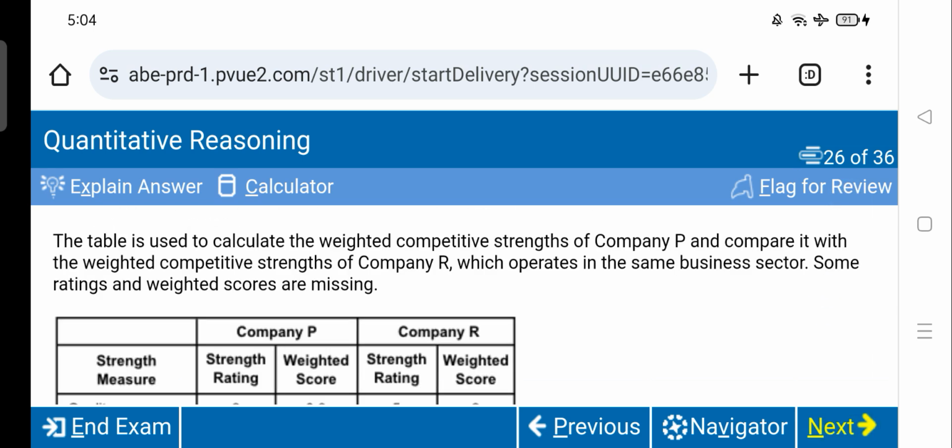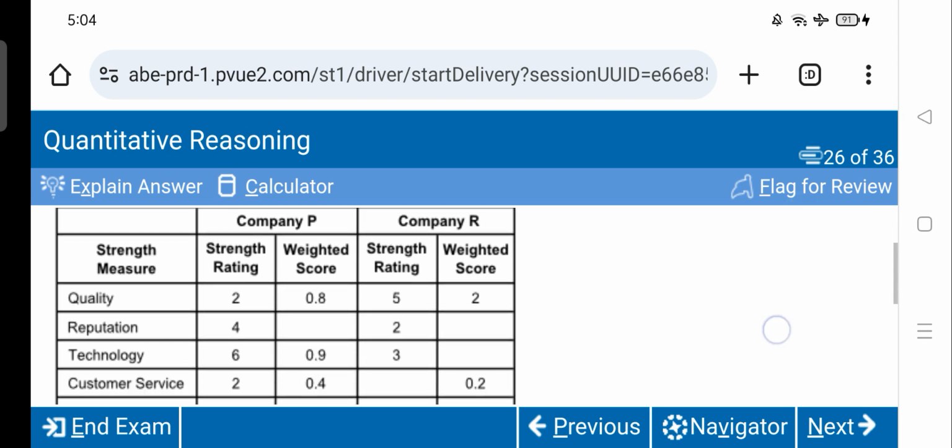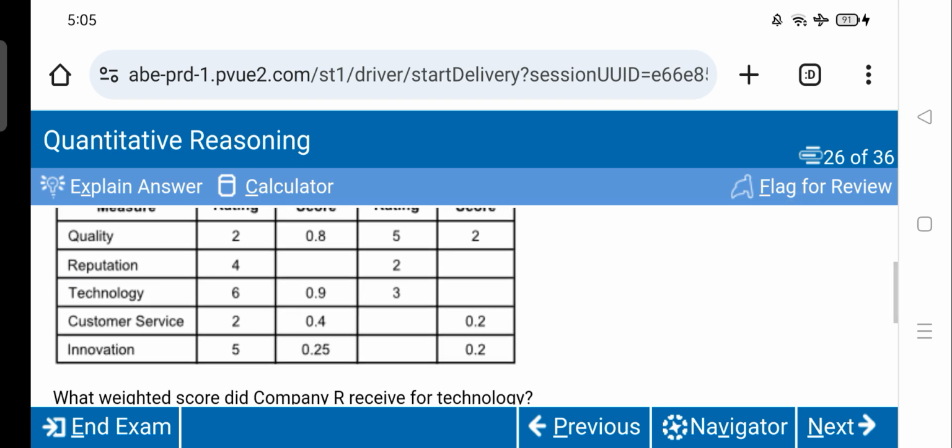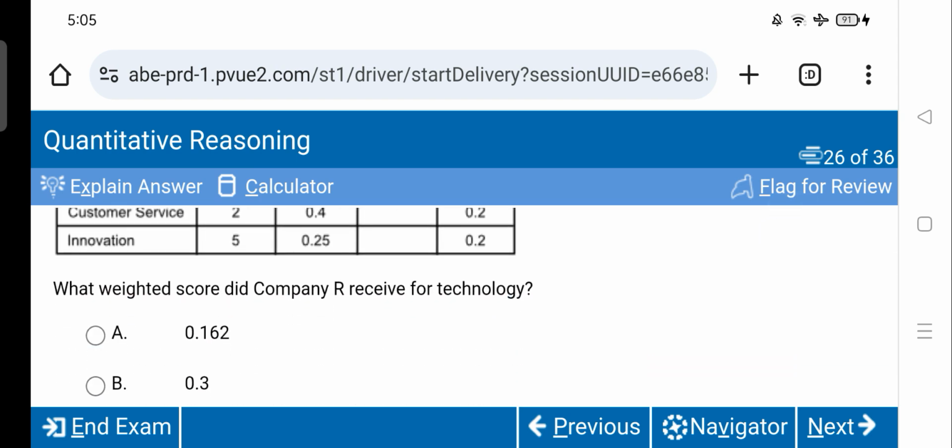Next we have question number 26. The question is with the same statement, here you can see, and with the same table. And the question is, what weighted score did company R receive for technology?